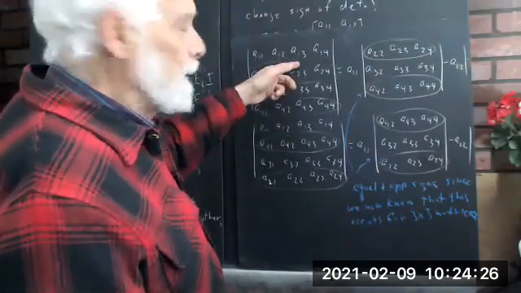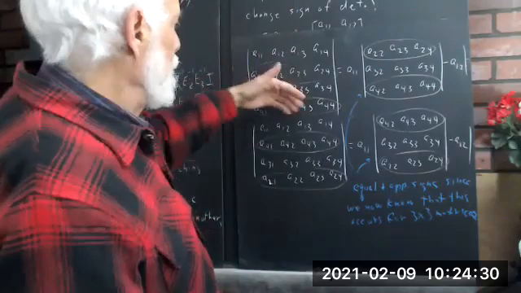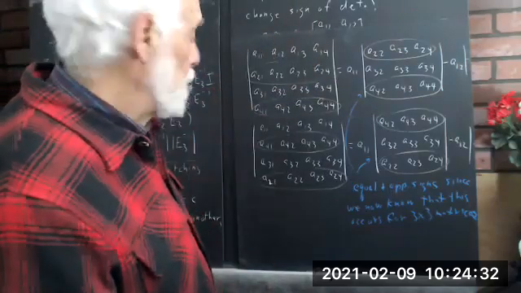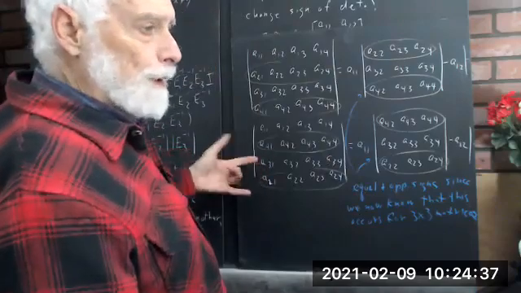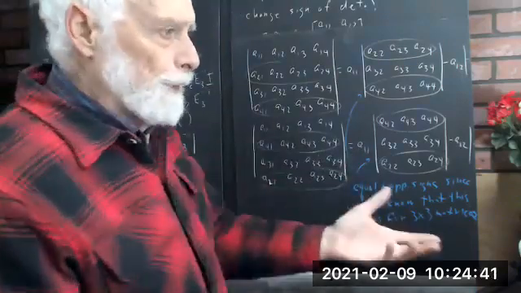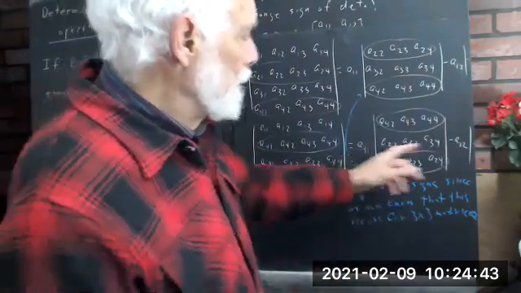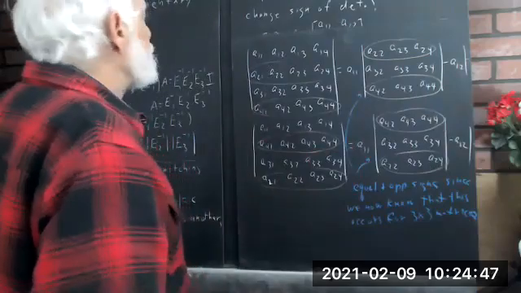And same thing when we do the minor for A13 and the minor for A14. All those minors involve the second and fourth rows. The second and fourth rows get switched, so the minors all change sign. Everything else stays the same. The determinant changes sign.